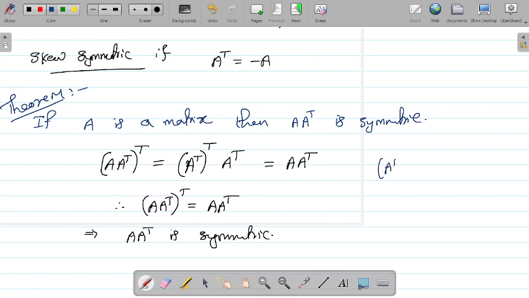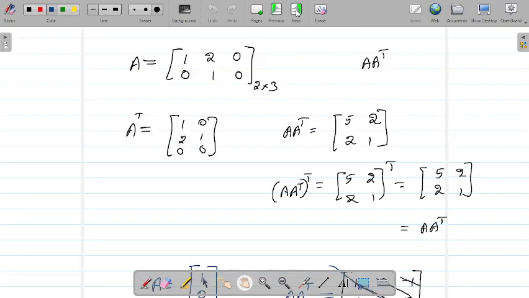A transpose into A, when you take the whole transpose, that is the same as A transpose whole transpose, so this is the same as A transpose into A. So either you write A into A transpose or A transpose into A, for any matrix A, that's going to be symmetric. So this result we proved. And then we looked at some example. We started with some rectangular matrix and we saw that A into A transpose is a symmetric matrix.